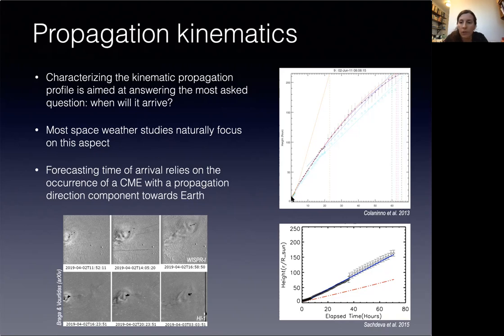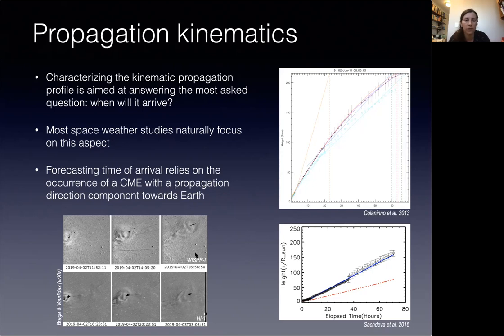These are some examples of distance time measurements in the inner heliosphere using points from coronagraphs and from the heliospheric imagers onboard STEREO. And this other paper combines measurements from PSP, WISPR, which is its heliospheric imager onboard PSP, the Parker Solar Probe, and STEREO HI-1, as you can see in these images.